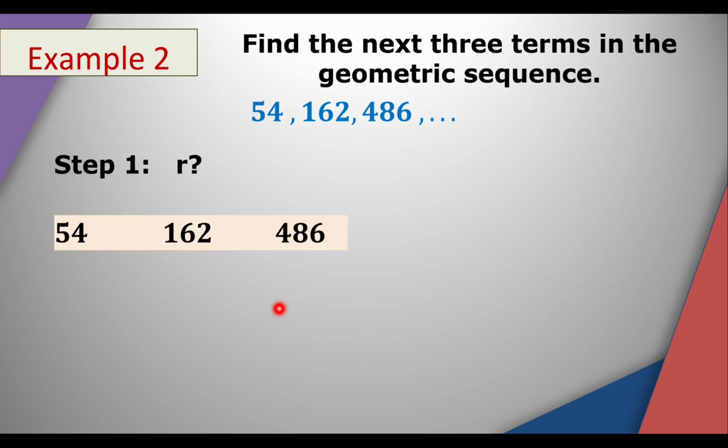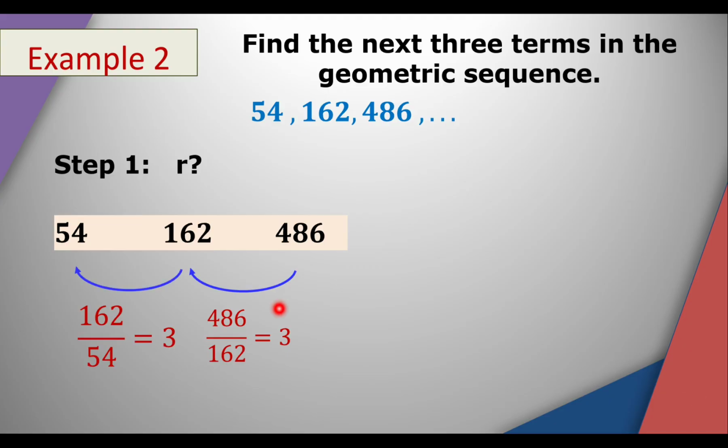Again, let us list the terms. Then, from the right, we go to the left. Whenever we start from the right and go to the left, that means the operation we're going to use is division. So we say 486 divided by 162, we get 3. Likewise, if we divide 162 by 54, we also get 3. So we can confidently say that the common ratio is 3.